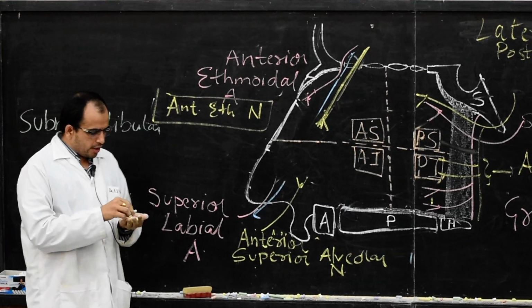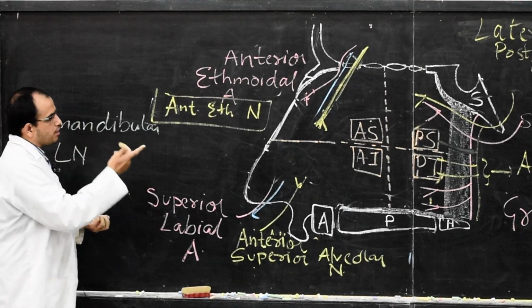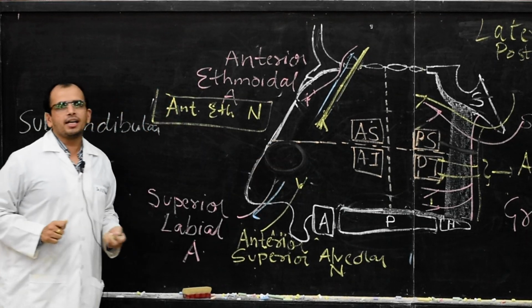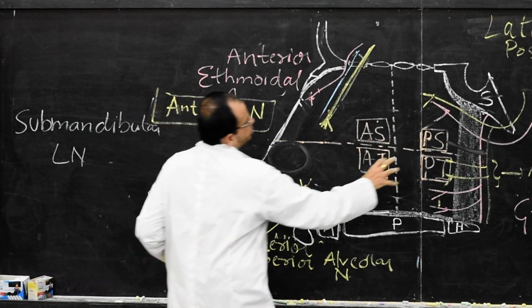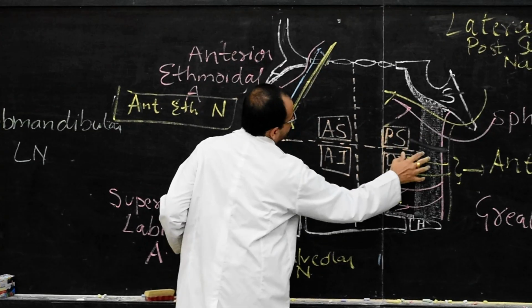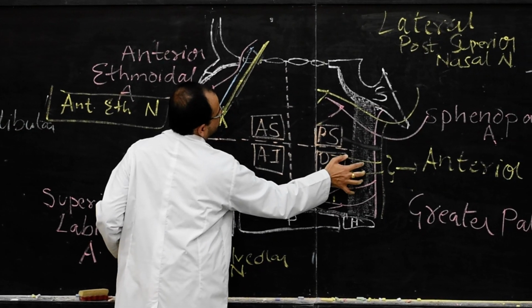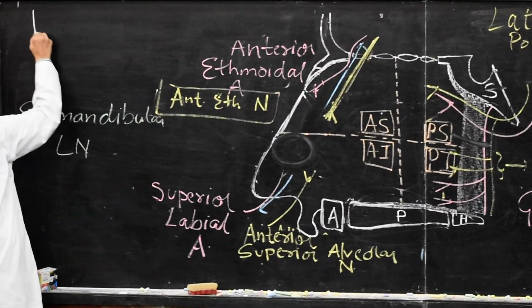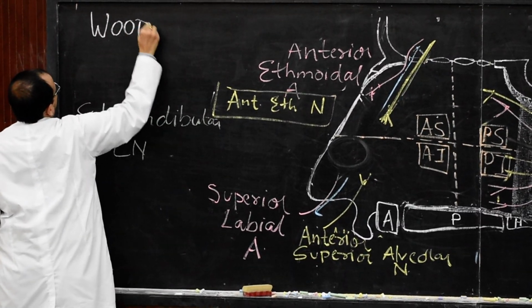Now here, as there was a little area present in the antero-inferior quadrant of the nasal septum, here in the posterior aspect, or you can say postero-inferior aspect of the inferior nasal concha, there is one plexus again. That plexus is called Woodruff's plexus.